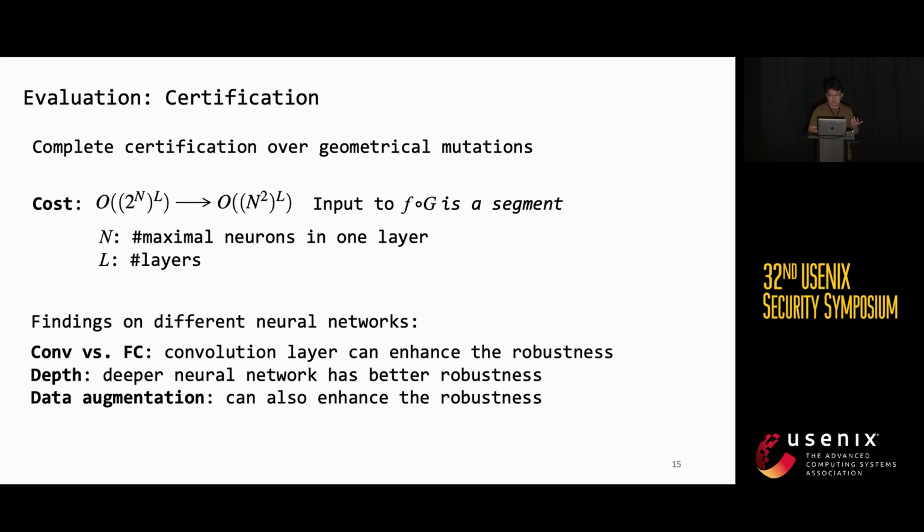While certifying the composite neural network F over G increases the number of layers in the target neural network, because the input to F over G is a segment rather than a region as in previous works, the computing cost is actually reduced. And we also find that by cross-comparing the convolution layer and the fully connected layer, the convolution layer can enhance the robustness towards geometrical mutations, and also increasing the depth of the neural network brings better robustness. And more importantly, data augmentation, which randomly applies geometrical mutations to a model's training data, can also enhance the robustness.